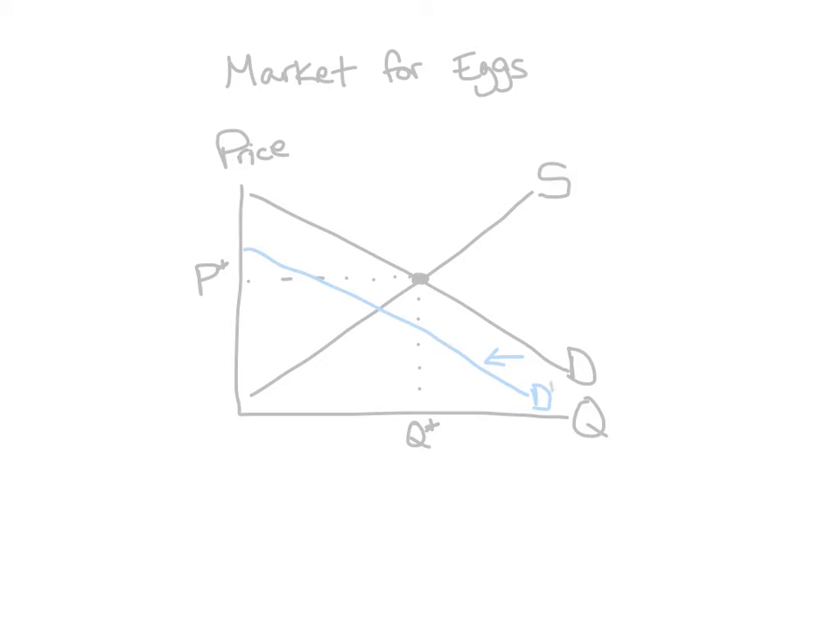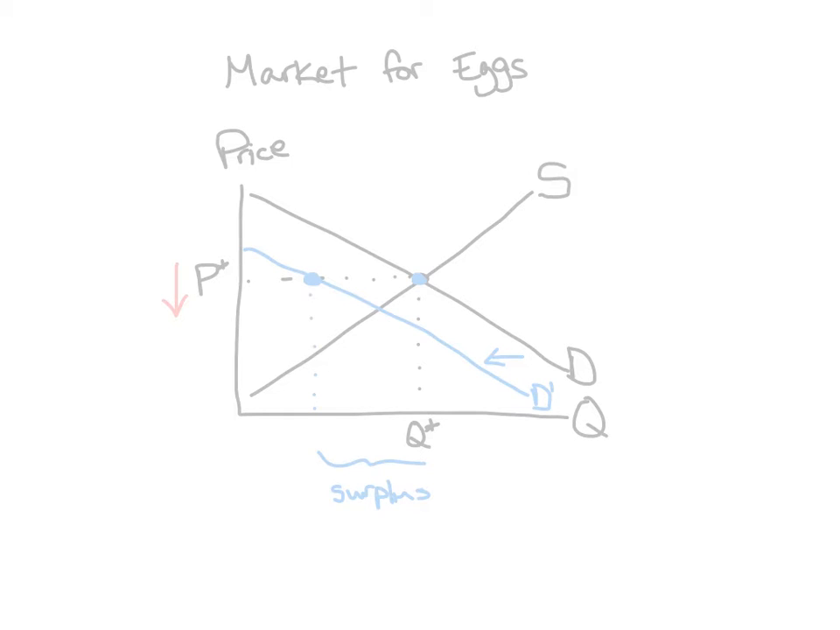Okay, so at the original or prevailing market clearing price, P star, we're now going to be out of equilibrium. At the original price, the quantity demanded will now be down here, while the quantity supplied will still be up here. In other words, we'll have an excess supply, or surplus, of eggs. So the surplus for eggs is going to lead to a drop in the price of eggs. So P star is going to start falling.